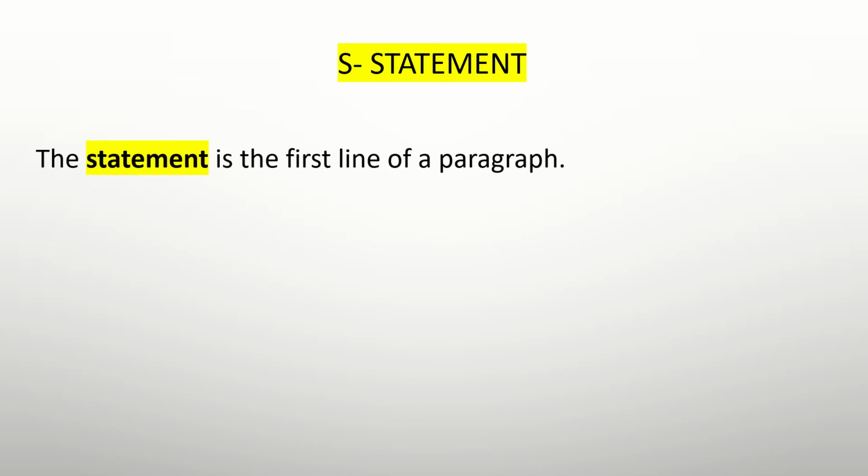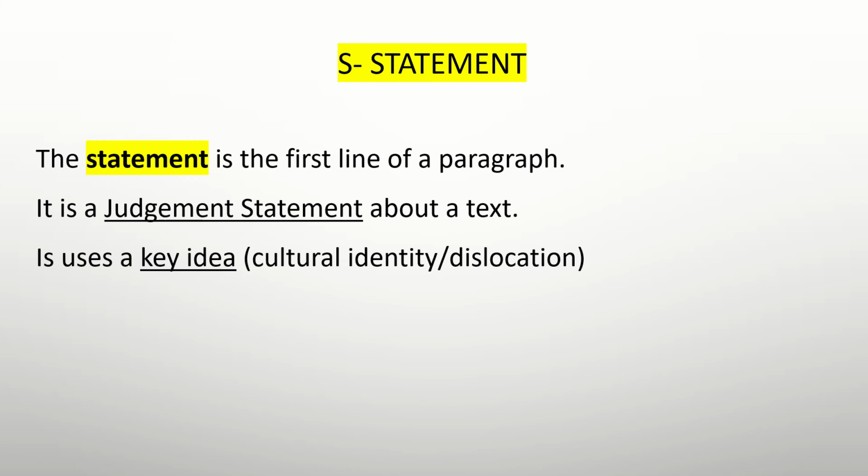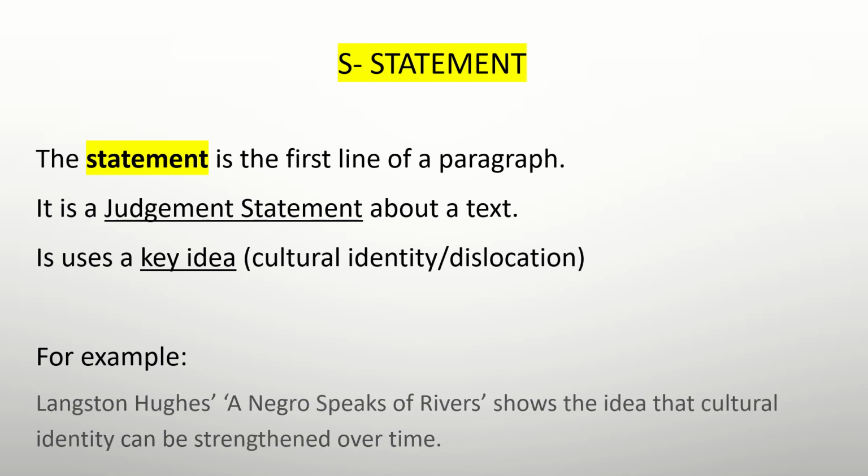So let's look at an example of that. Now you don't have to write down the example. See, there's no symbol, so you don't have to write the example down because you're going to get a copy of it later. So here's an example statement. Langston Hughes's A Negro Speaks of Rivers shows the idea that cultural identity can be strengthened over time. So this is what the poem teaches us about cultural identity. That is a statement. It's one sentence.